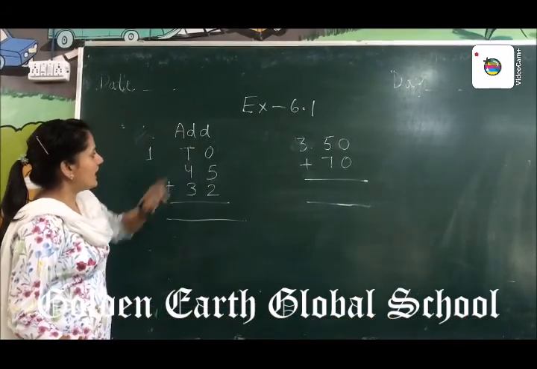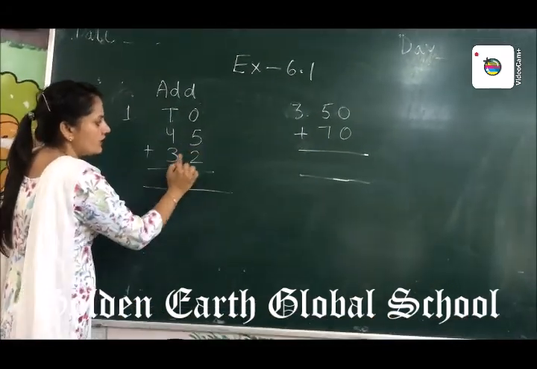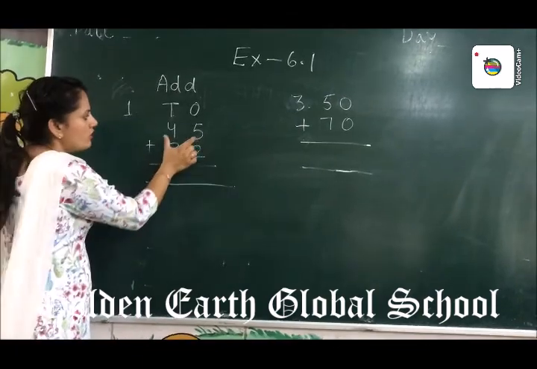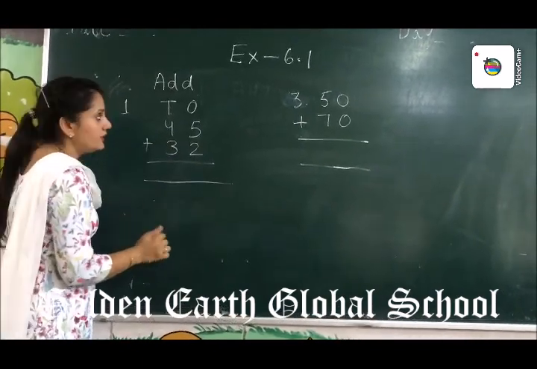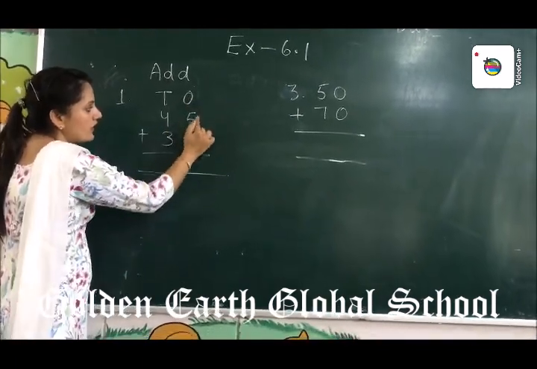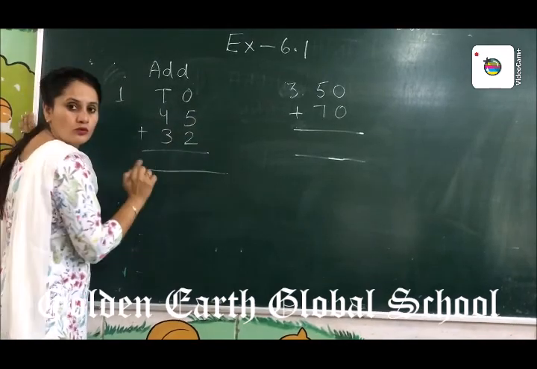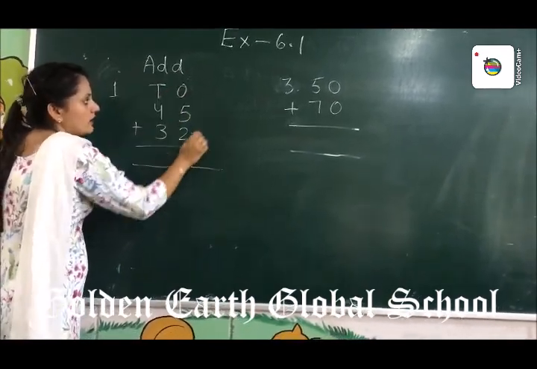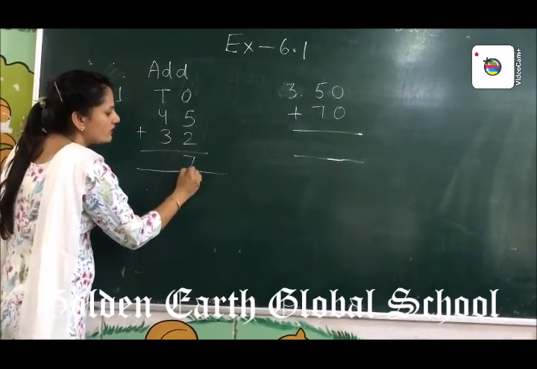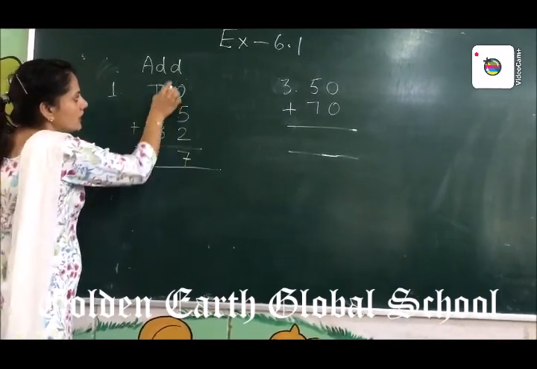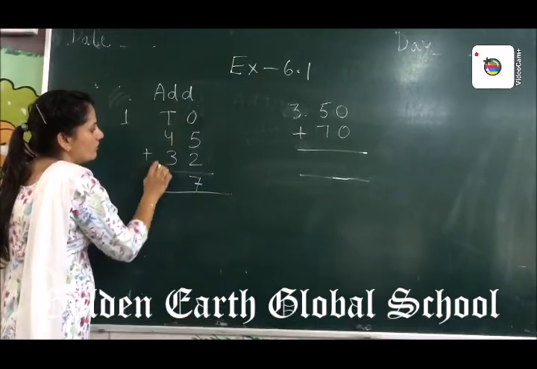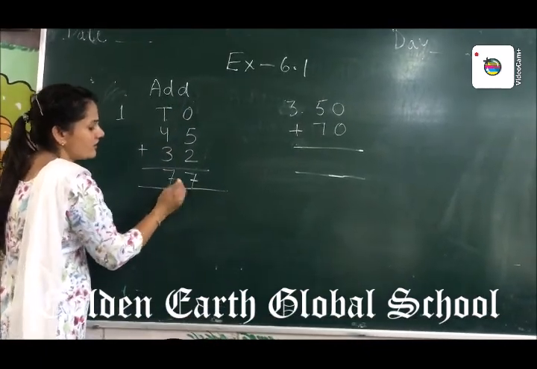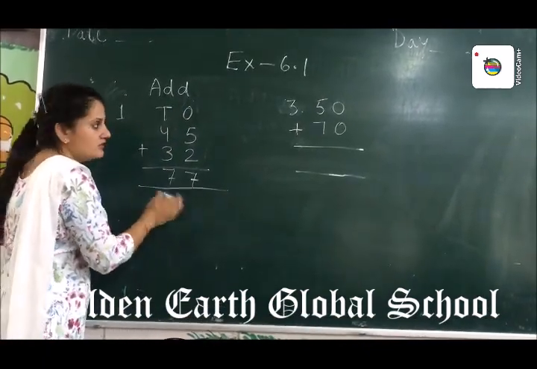Our statement is add. Now 45 plus 32. You have to add 45 and 32. Under 1 we have 5, under 5 and 2. Firstly we will add this ones column. 5 plus 2 is 7. Now then we add this tens column. 4 plus 3 is 7. So our answer is 77.